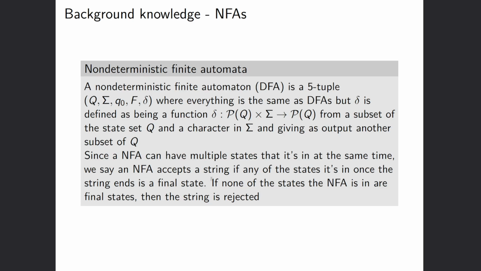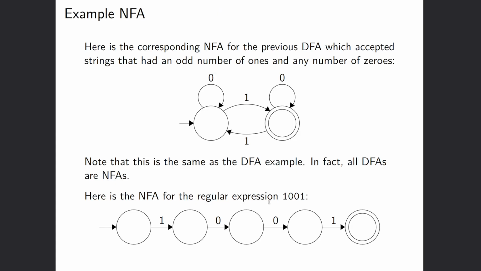We say that an NFA accepts a string if any of the states it's in, once we finish processing the string, is a final state. If none of the states the NFA is in are final states, then we reject the string. So here's the corresponding NFA for the previous DFA. You'll note it's exactly the same, because actually all DFAs are NFAs. That should make intuitive sense, but if it doesn't, just think more.